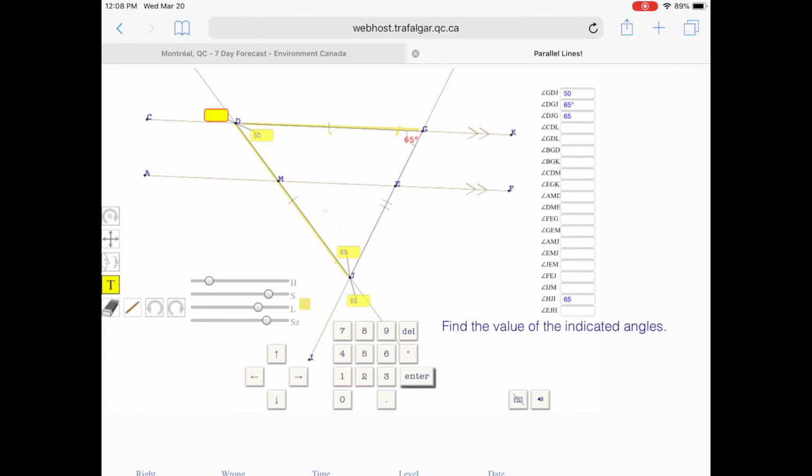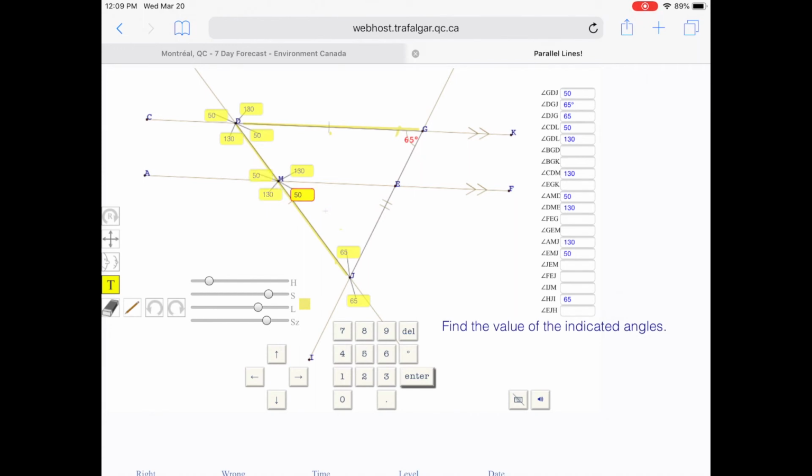If that's 50, vertically opposite is going to be 50. This is going to be 130 again, and 130. This is supplementary to that 130 up here. This is supplementary to that. That's 130. You could say that this 130 is alternate interior to that 130. Either way, it's 130. And this angle is going to be 130. And this one's going to be 50. And this angle is going to be 50.